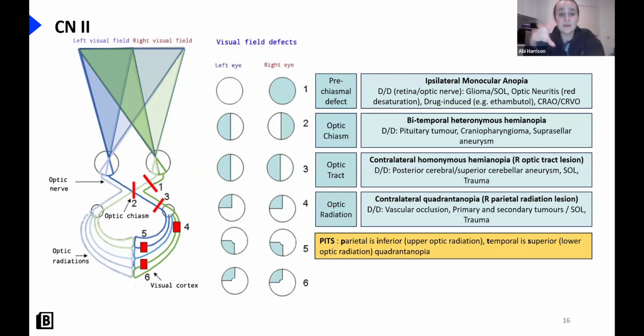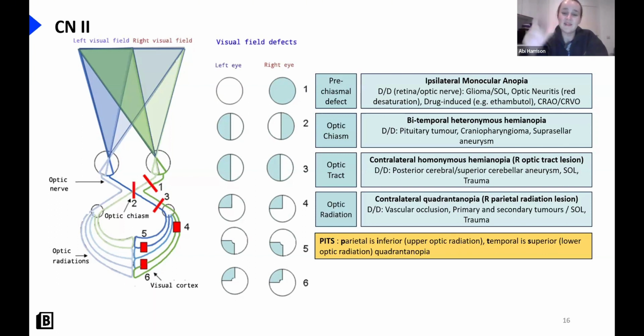If you have damage in your optic radiation, you can get a quadrantanopia, and that's because you've got two parts to your optic radiation. Your upper optic radiation goes through the parietal lobe, and I always just had to remember it's opposite. So your upper optic radiation is responsible for your inferior visual field. If you get a lesion there, you'll lose the inferior quadrant of your visual field. The lower part of the optic radiation goes through your temporal lobe, and that again is responsible for the opposite, the upper part of your visual field.